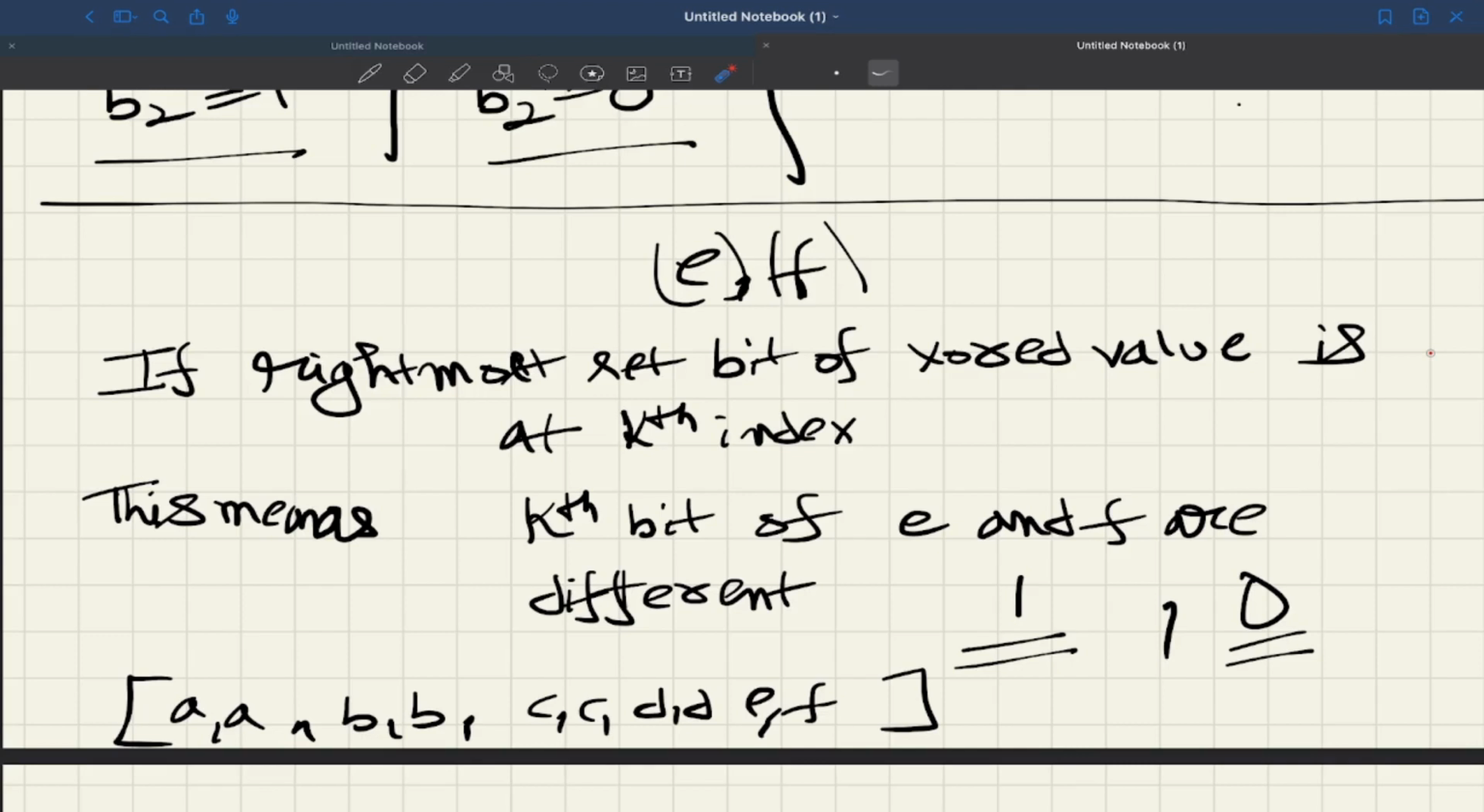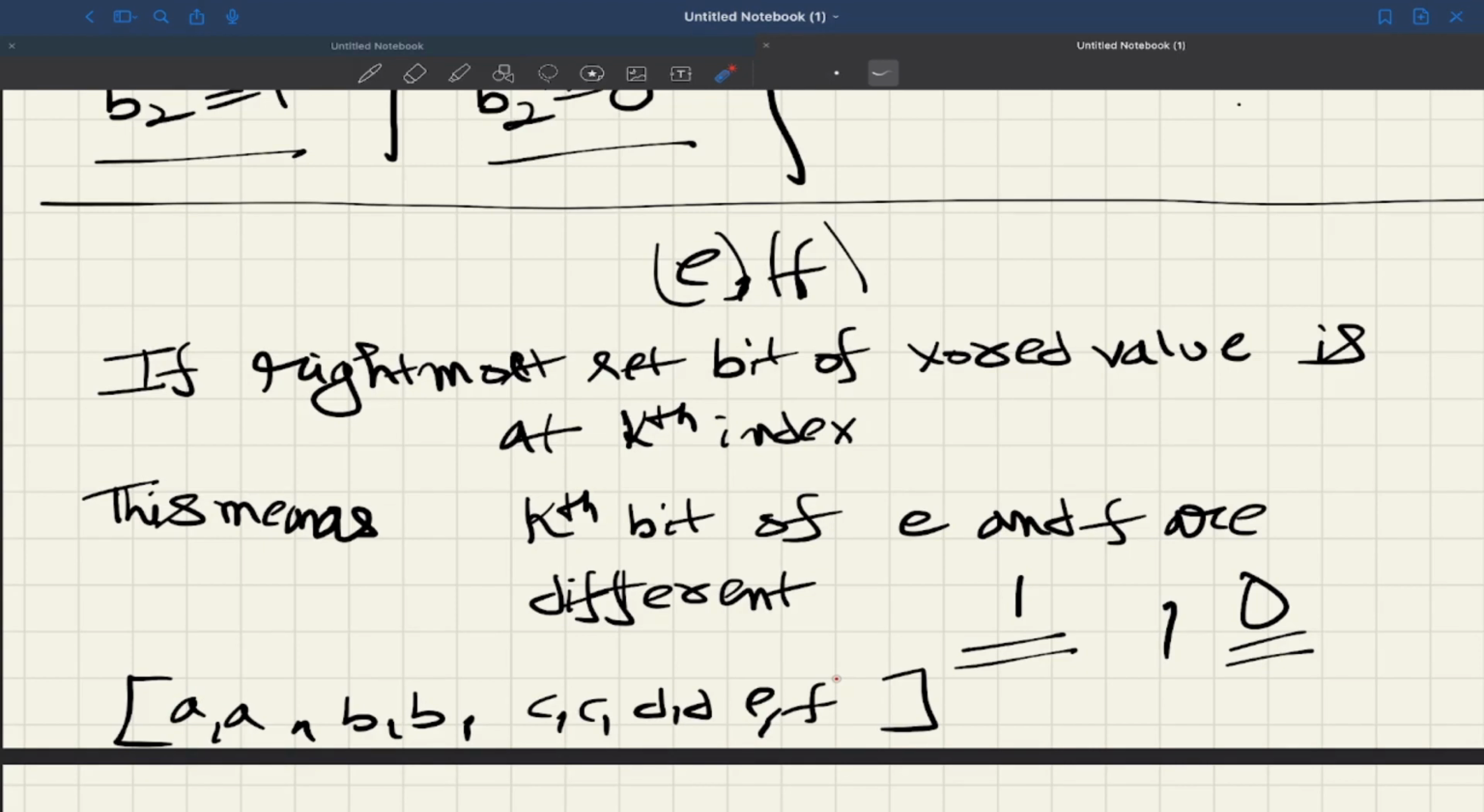If I divide the entire array in two groups on the basis of this property, then E and F will end up in two different groups. And any two numbers which are duplicates, exactly the same, will end up in the same group. B and B will end up in the same group, C and C will end up in the same group, D and D will end up in the same group. But E and F will end up in different groups because their kth bit is different. For one, the kth bit is 1 and for the other the kth bit is 0.